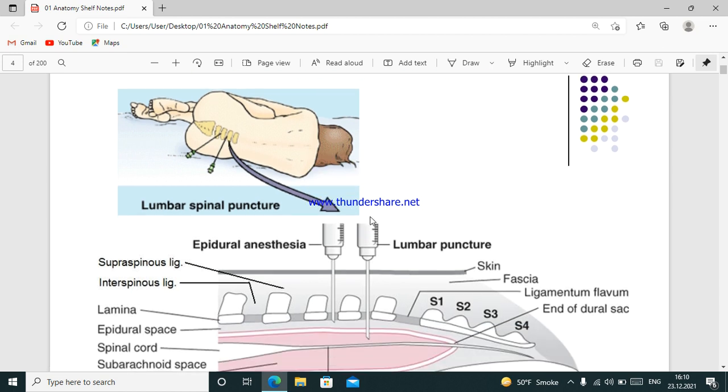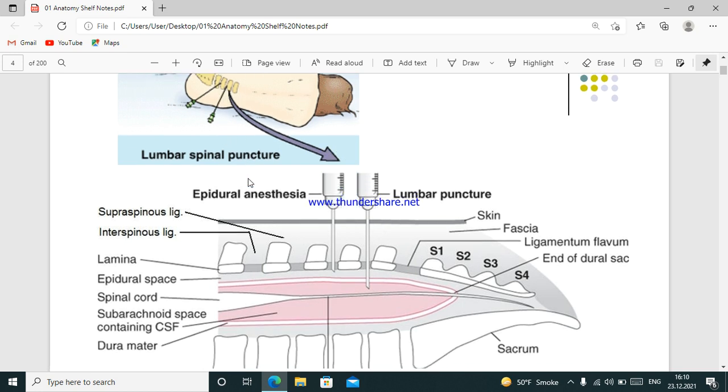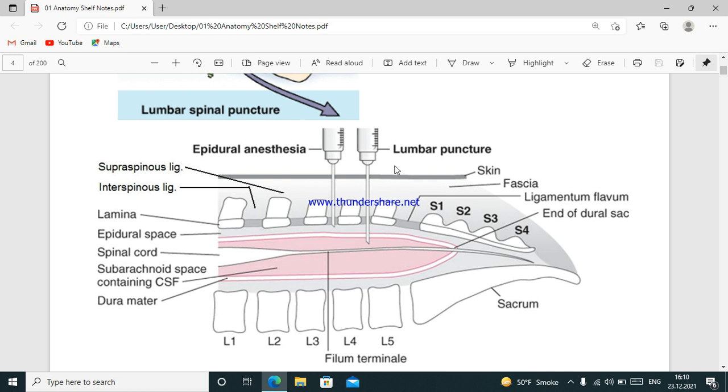Here we have a picture. This is the lateral position of the patient. We place the patient in the lateral position and do the lumbar puncture here. The needle first crosses the skin, then the fascia, then the ligamentum flavum, and finally reaches the cerebrospinal fluid, which is present in the subarachnoid space.